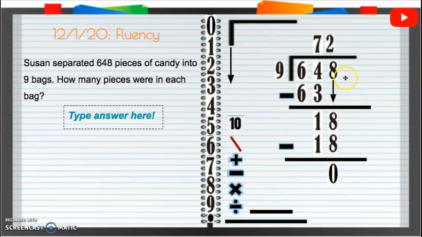There's no remainders. There's nothing else to bring down. So our answer is 72. But 72 what? 72 pieces of candy in each bag. And there's our answer. Great job!